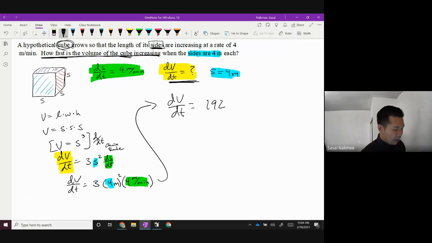And what do you think the units are going to be for this? 192, what are the units for this? Anyone got any ideas? It's the rate at which the volume is changing over time. And the time that we're dealing with is in minutes, so it's going to be something per minute. Who's got the top one? Monica's going with meters squared.